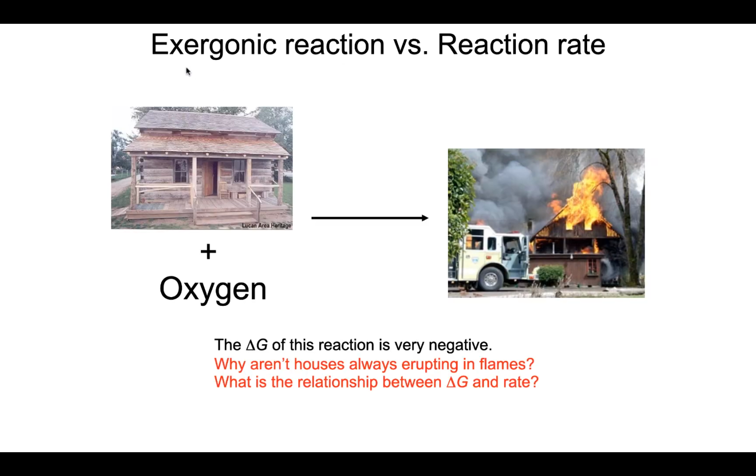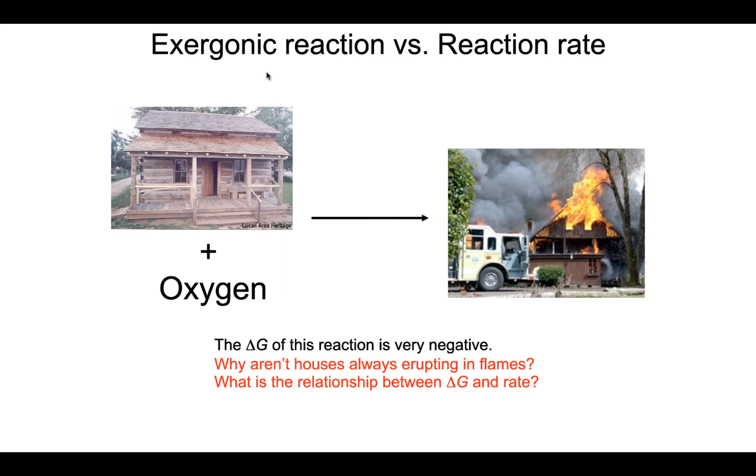Now, we need to talk about two terms. We've talked about exergonic reactions. We've talked about reactions reaching equilibrium, right? So a reaction is going to run until the energy of the reactants is equal to the energy of the products. Now, which direction it has to run to get there is dependent upon the delta G.